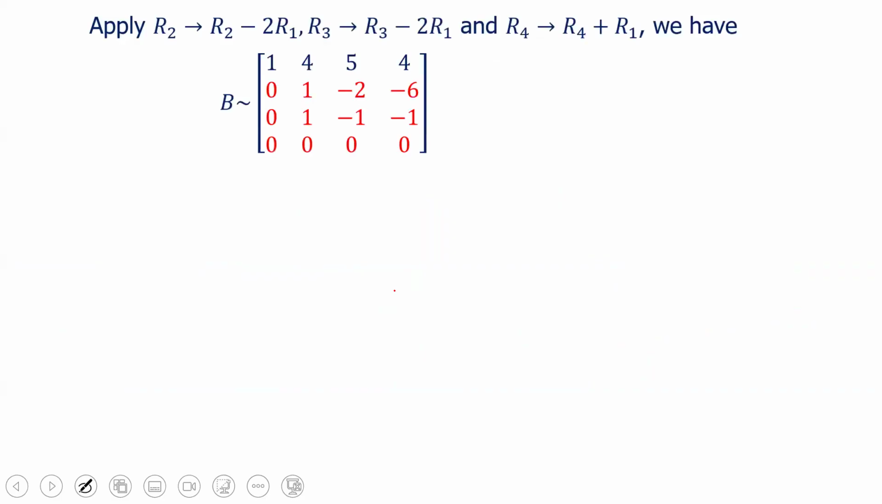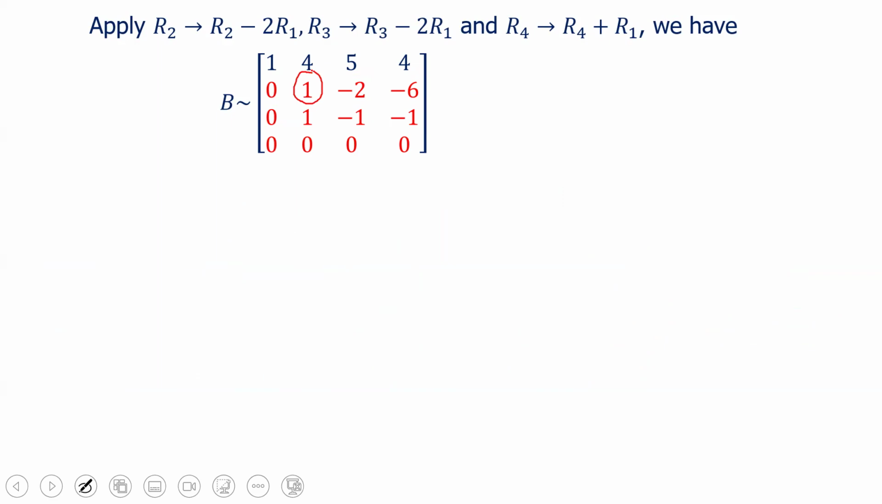So we have this matrix: 1, 4, 5, 4, no change in the first row; 0, 1, minus 2, minus 6; 0, 1, minus 1, minus 1; and the last row is 0, 0, 0, 0. Now we have to move the element to A22.